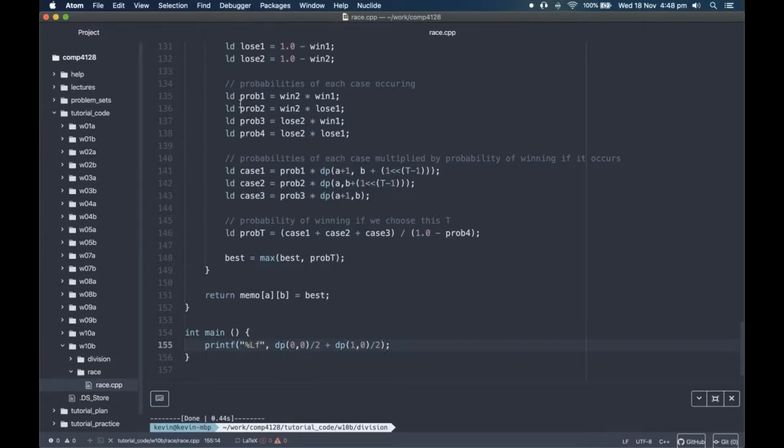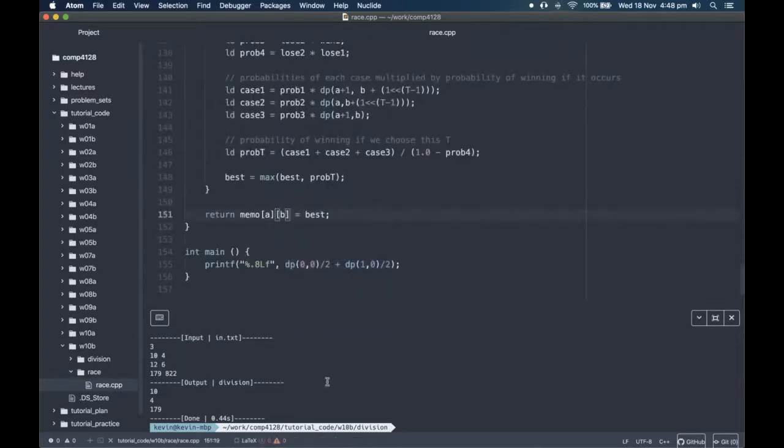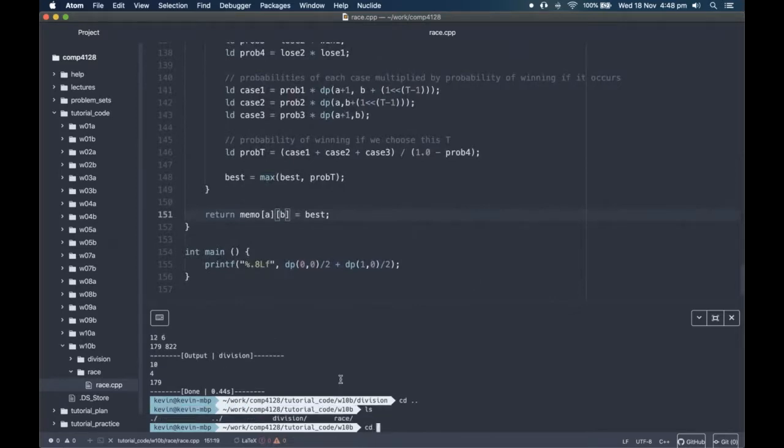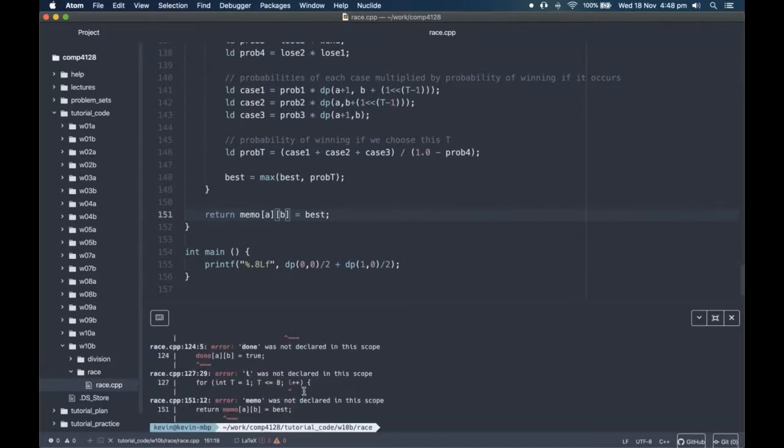To get 8 decimal places of precision in our printf statement, what we need is to do a 0.8 here. The 0.8 there is just going to tell the compiler that we want to print out this long double up to 8 decimal places. So hopefully that works. Let's try to run our code and see if I've left any bugs in there. A lot of bugs, it seems.